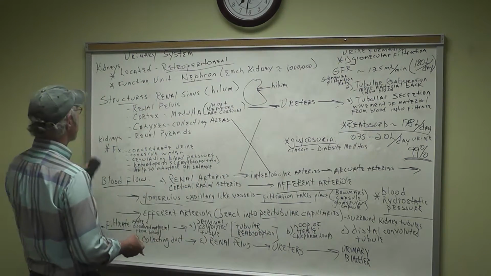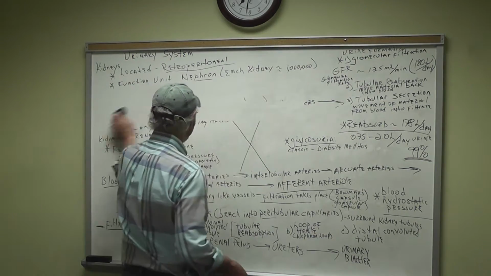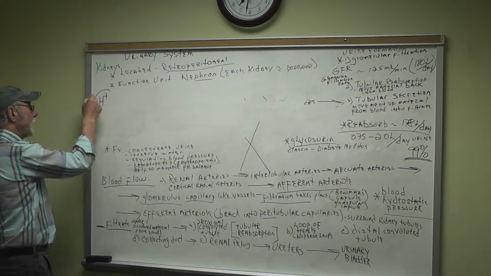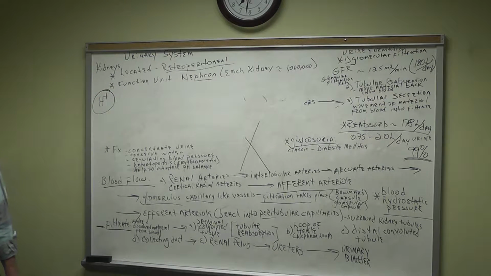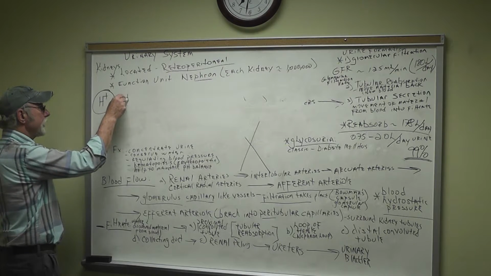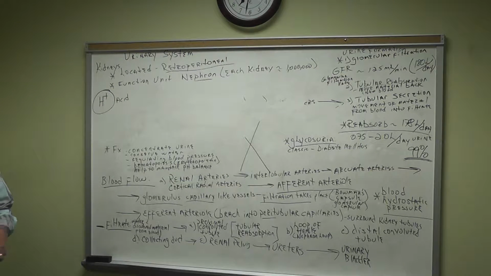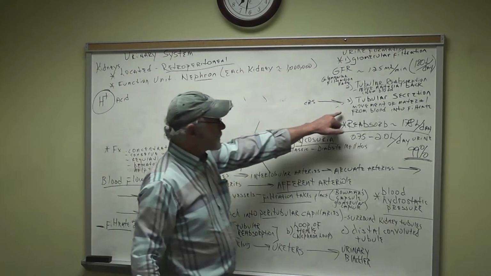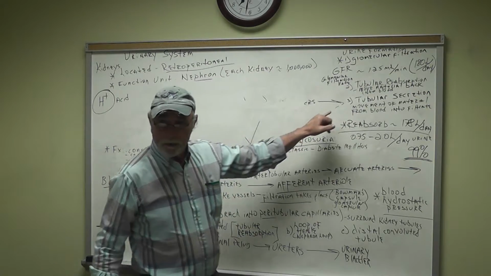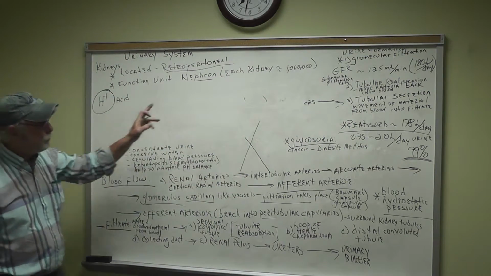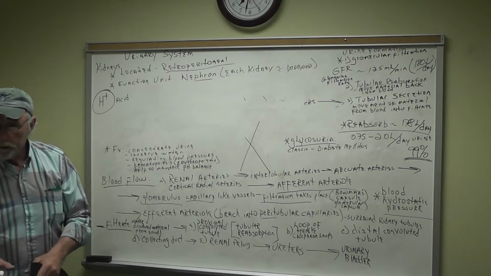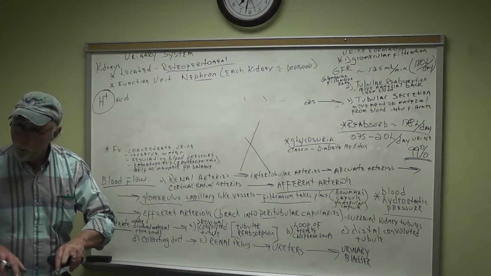Here, let me just start getting rid of some of this. And if you remember, or if you don't remember, whenever you see a hydrogen ion, you're thinking acid. All right? So if the blood is too acidic, then during these processes of tubular secretion, hydrogen ions can be transported back into the filtrate at that point to help maintain normal pH.